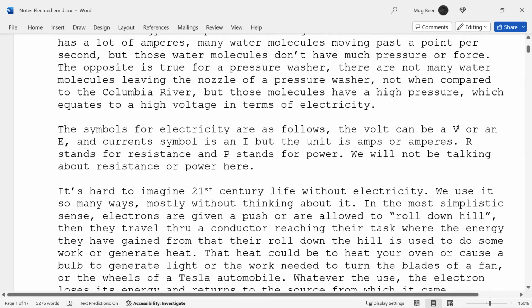The symbol for voltage is V. It can be E sometimes. The symbol for I is amperes, and the symbol for power is P.